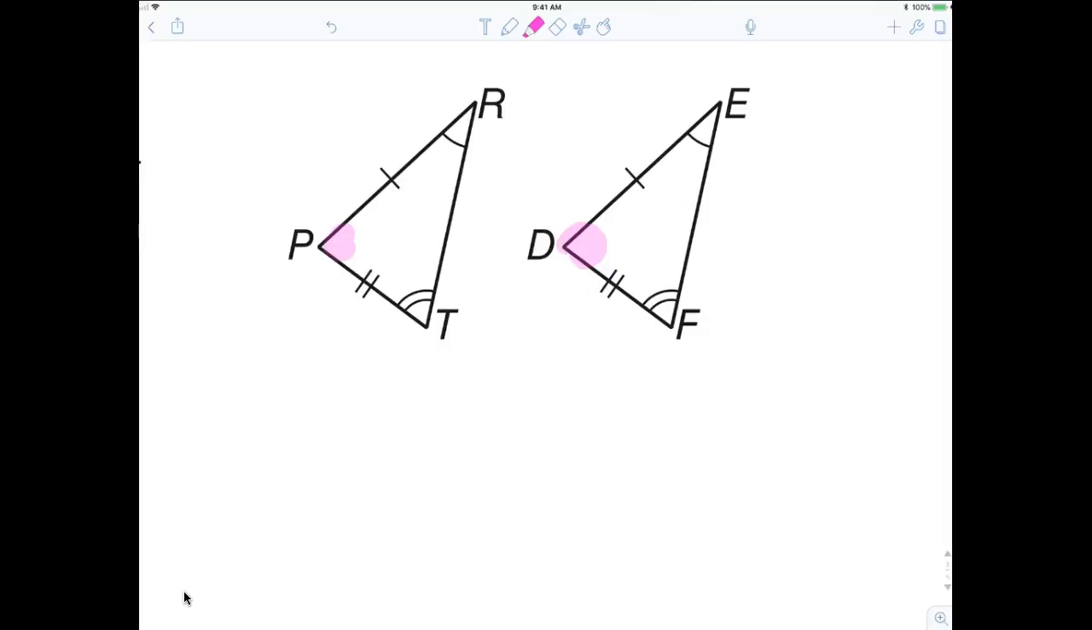Yeah, but if I had side, side, and side, then it's automatically they're all congruent, equal. Then the angles will be congruent as well. But in this case, there's no way for me to show that RT is congruent to EF.